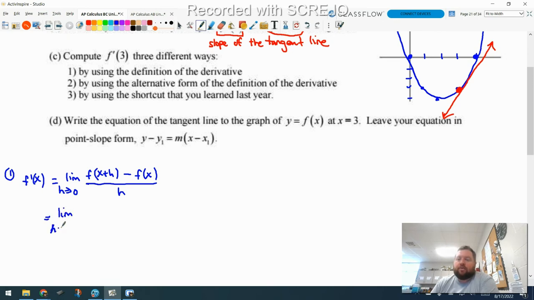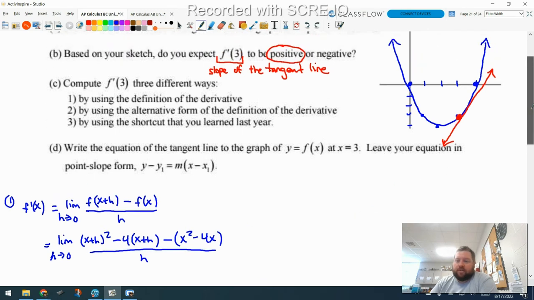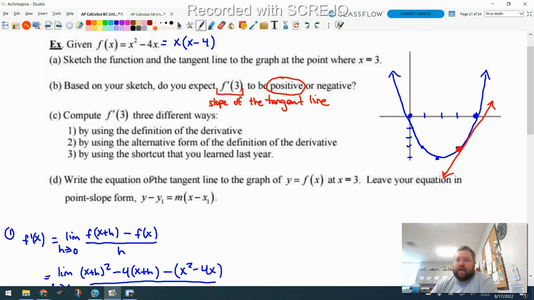Limit as h approaches 0 of (x plus h) squared minus 4 times (x plus h) minus (x squared minus 4x) all over h. So f of x plus h means you have to plug in x plus h to the function. (X plus h) squared minus 4 times (x plus h). And then minus f of x just means minus this whole function. So make sure you use parentheses because that minus does have to distribute to both terms.